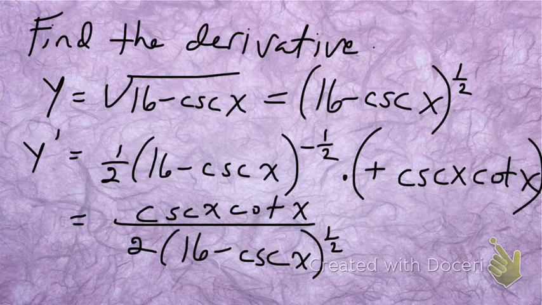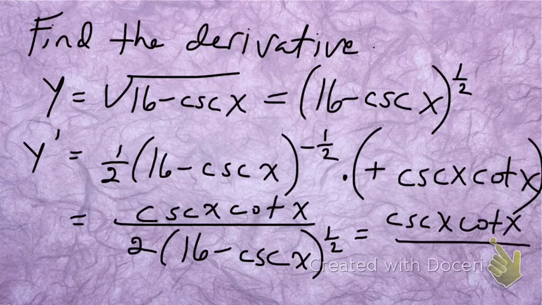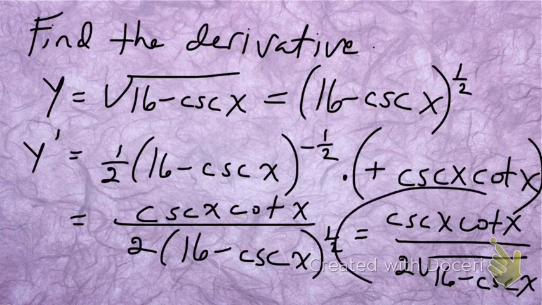Now this is just fine. If you want, you can toss this binomial back into a square root. We've got cosecant x cotangent x divided by 2 square roots of 16 take away cosecant x. That's your derivative.